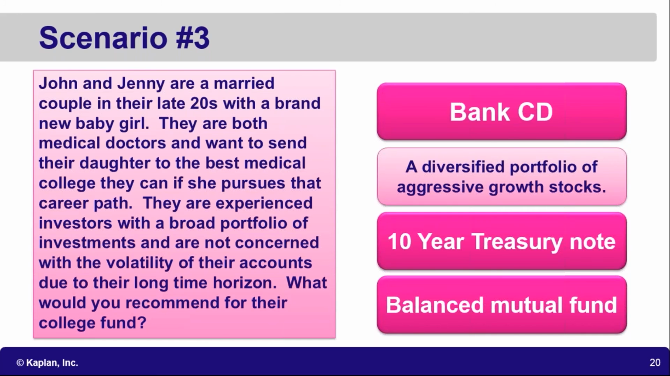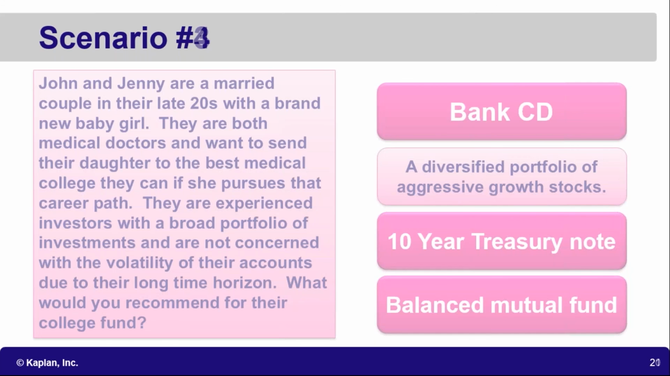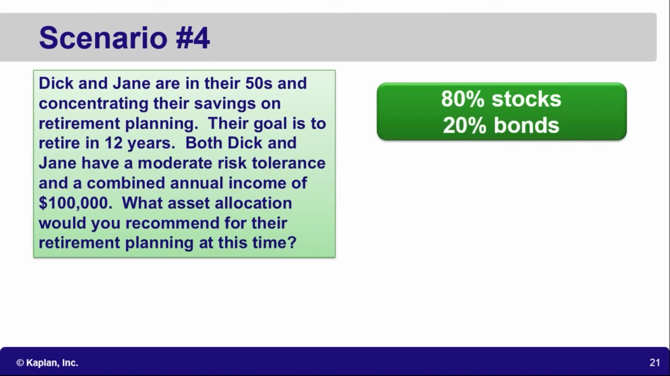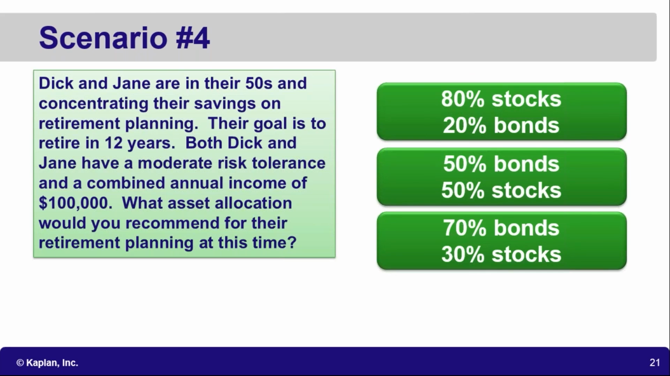Dick and Jane are in their 50s, concentrating their savings on retirement planning. Their goal is to retire in 12 years. Dick and Jane have a moderate risk tolerance and a combined income of $100,000 per year. What asset allocation would you recommend for their retirement planning at this time? Again, this is very subjective, but we're trying to pick the best answer here. And what we're going to do is balance them between stocks and bonds.